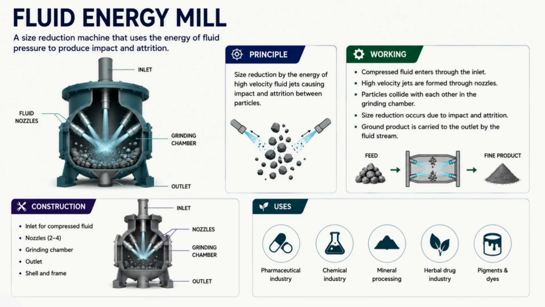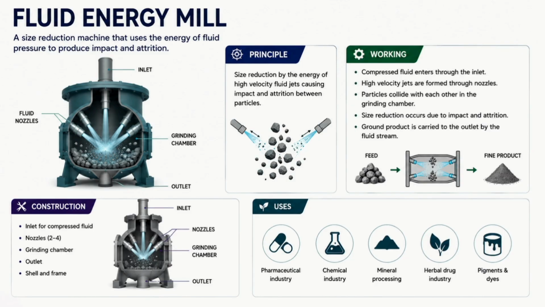Compressed air enters through the nozzle. The chamber contains non-moving parts. A classifier is attached and fine particles leave through the outlet. The large particles remain for further grinding. So this is about the construction. Observe the diagram clearly here, and now the working.